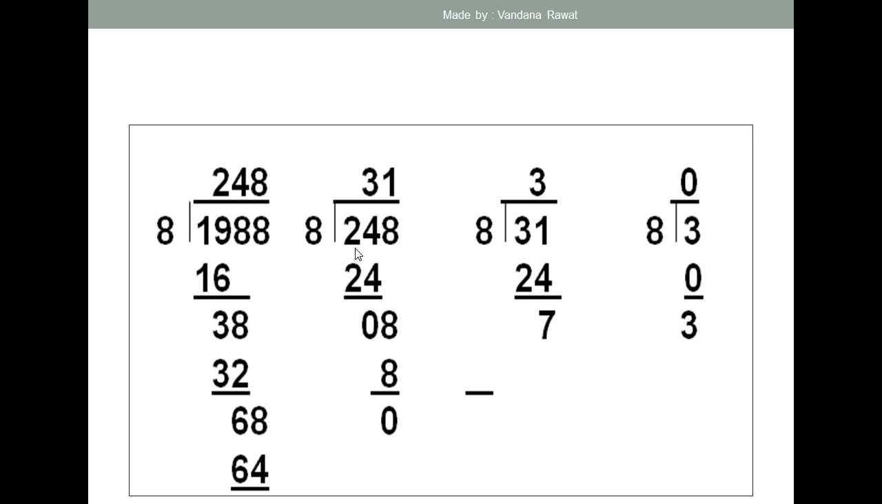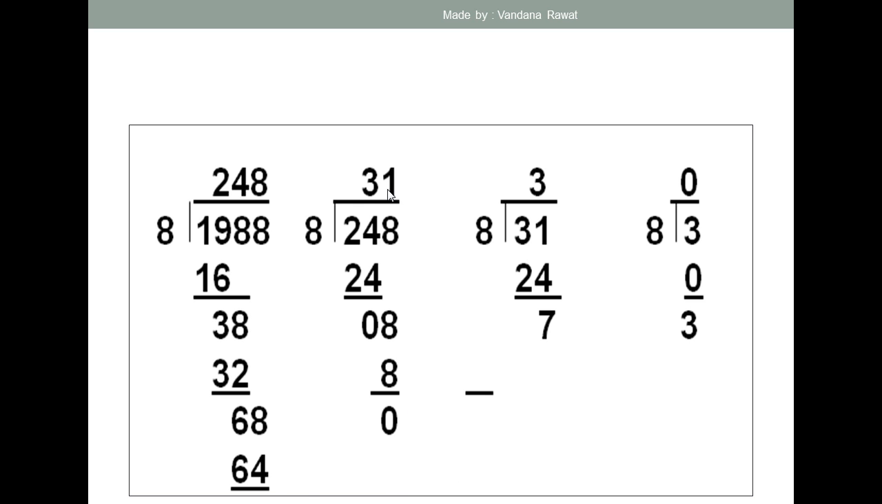Then after that you will divide this 248 by 8. That means 8 3s are 24. Then you are getting 8. That means 8 1s are 8. That means it is completely dividing. That means in the next part you are getting 0. Then you will write 0. Okay. That means the next LSB digit will be 0.